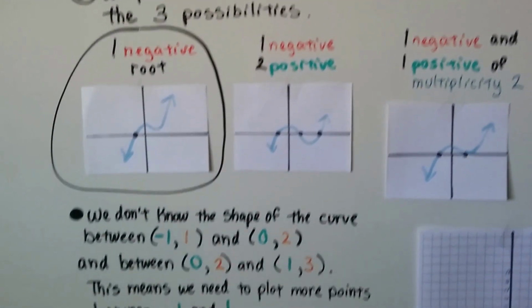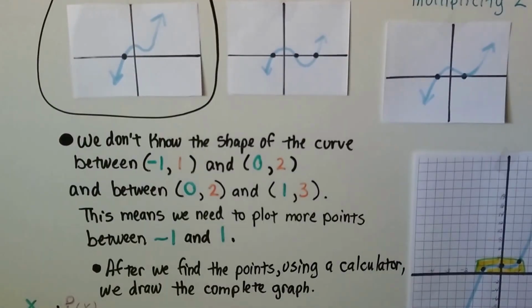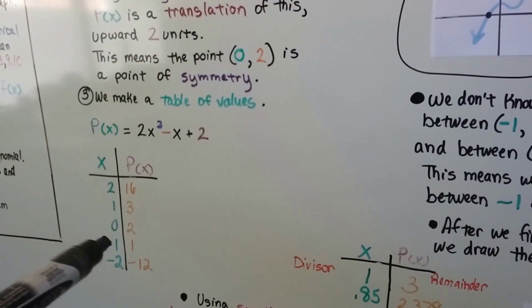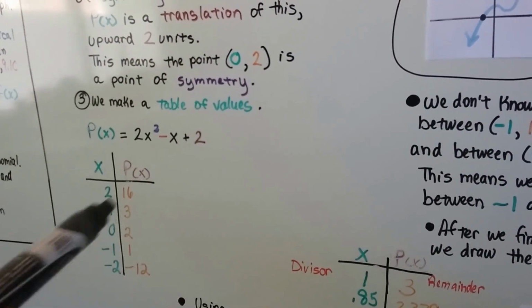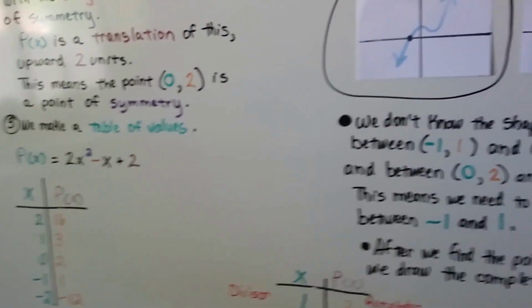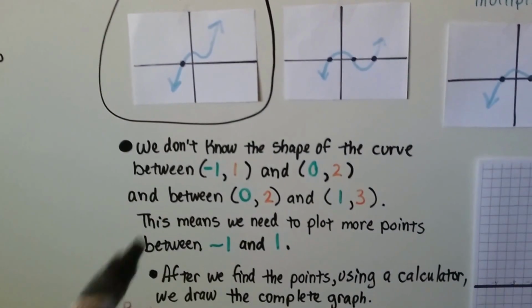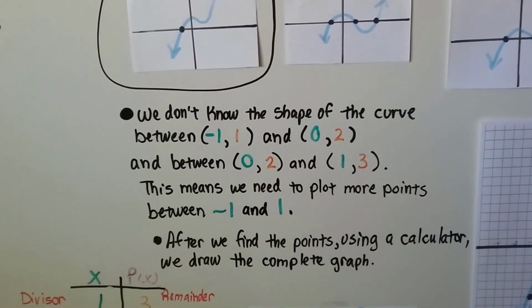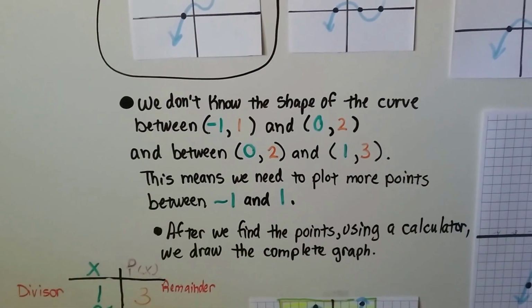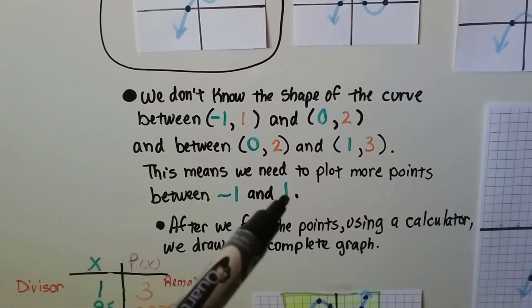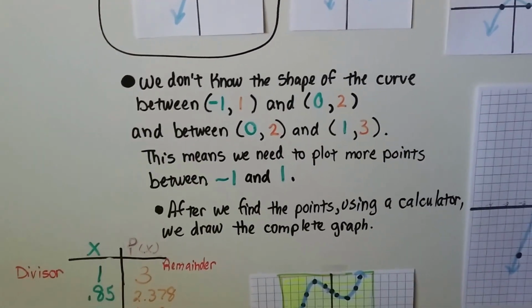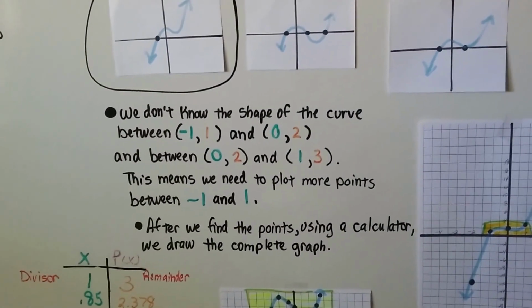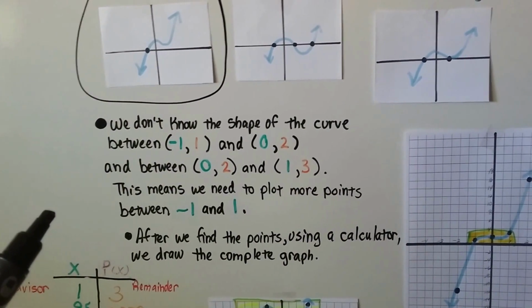Actually, we don't know the shape of the curve between -1 and 1. So in between -1 and this 1, we're kind of lost about the exact precise shape of the curve. And this 0, 2, and between 0, 2 and 1, 3. So that means we need to plot more points between -1 and 1. So we come up with amounts that are between -1 and 1.